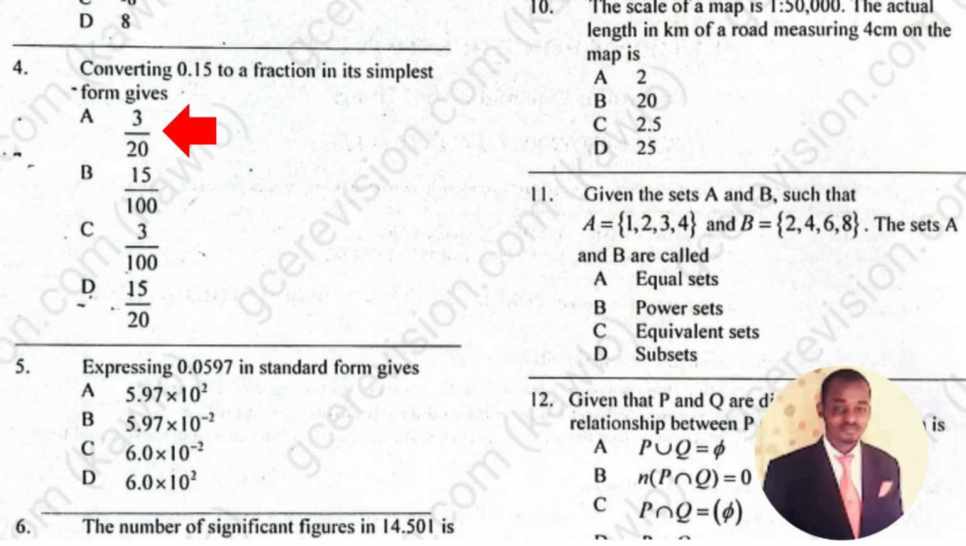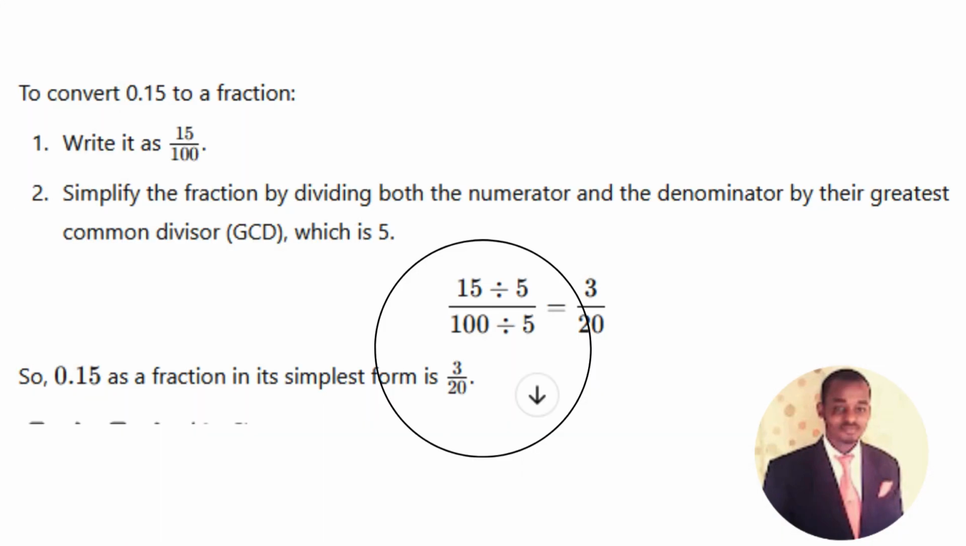The next question says converting 0.15 to a fraction in its simplest form gives, the correct answer actually is 3 over 20. But let's see how we come about that. It says to convert 0.15 to a fraction. This is what we do. You write it as 15 over 100.